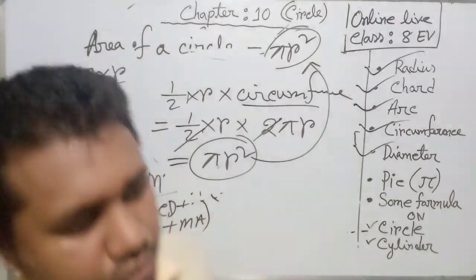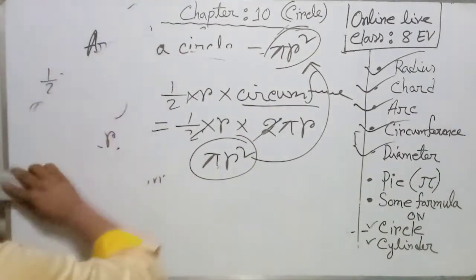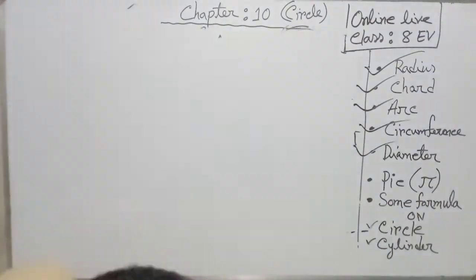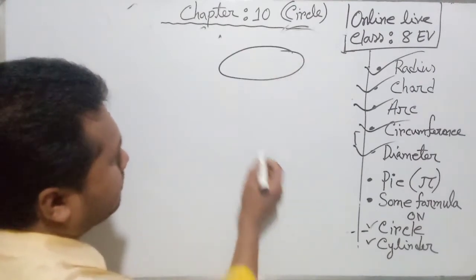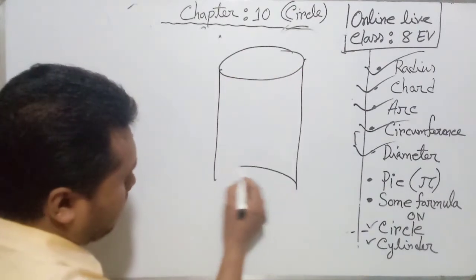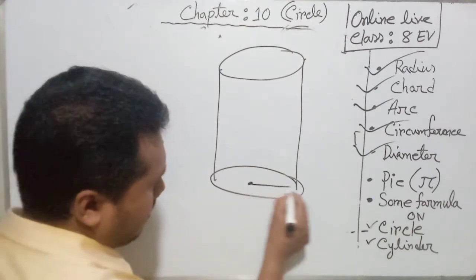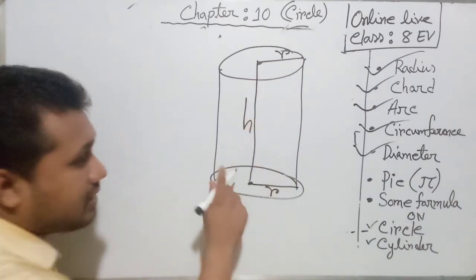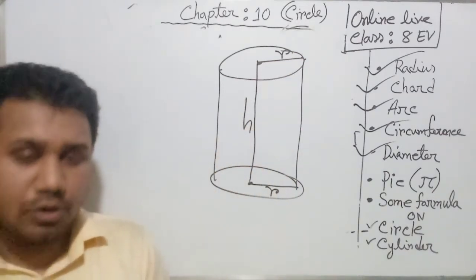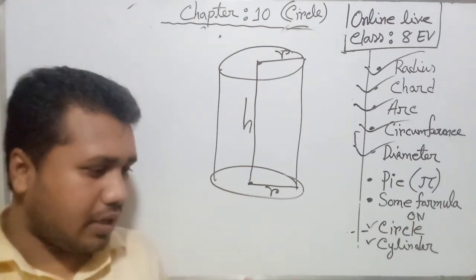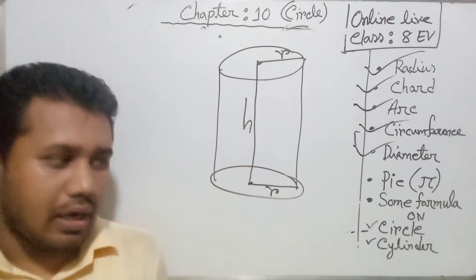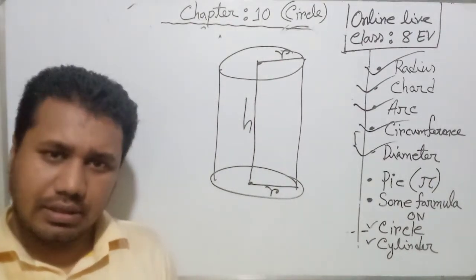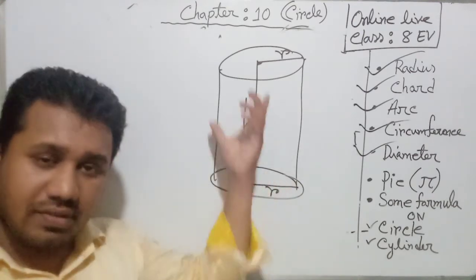Now our last topic is, dear students, the cylinder. Look, suppose this is our cylinder. This is the radius and also this is the radius, and this is our height. This is the height of the cylinder. Cylinder in commercial terms we can call a pipe. When we go home, we use a pipe for water. So pipe is the commercial name of the cylinder.